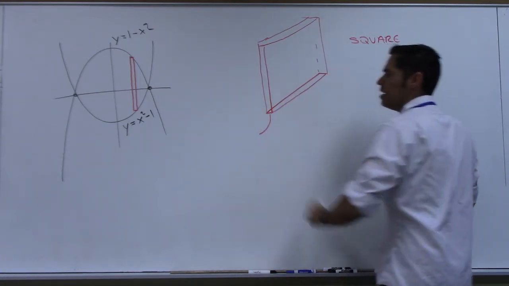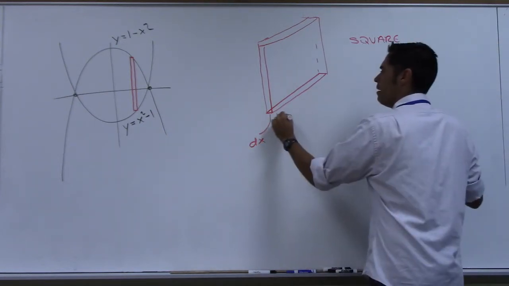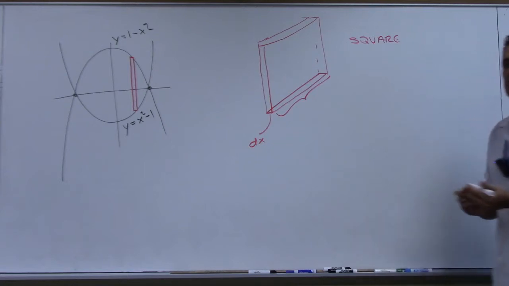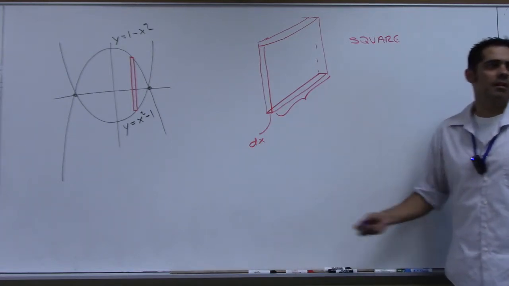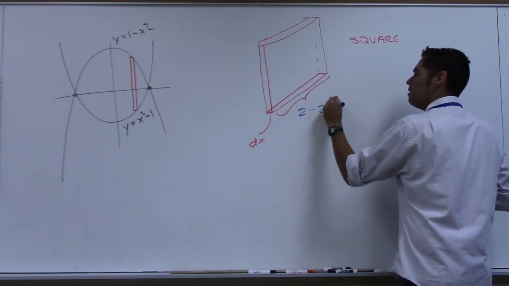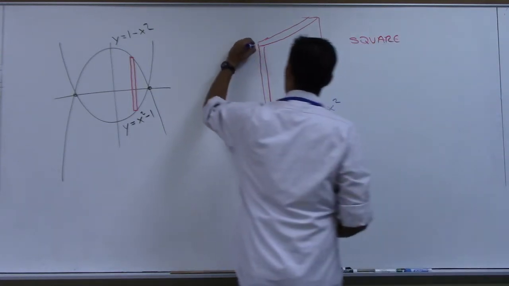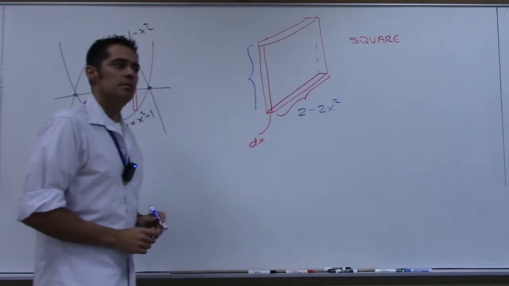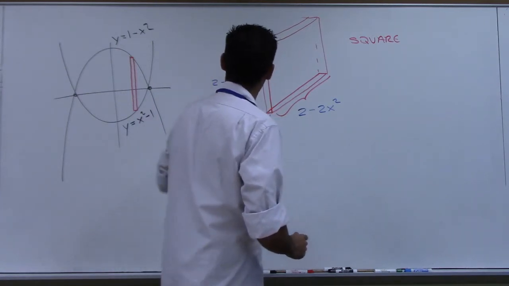How wide is this thing? dx. How about that piece? That's f minus g again, isn't it? Which for us, we've already done this. It's what? 2 minus 2x squared. But since it's a square, that's what the height is also, right? So this is 2 minus 2x squared.